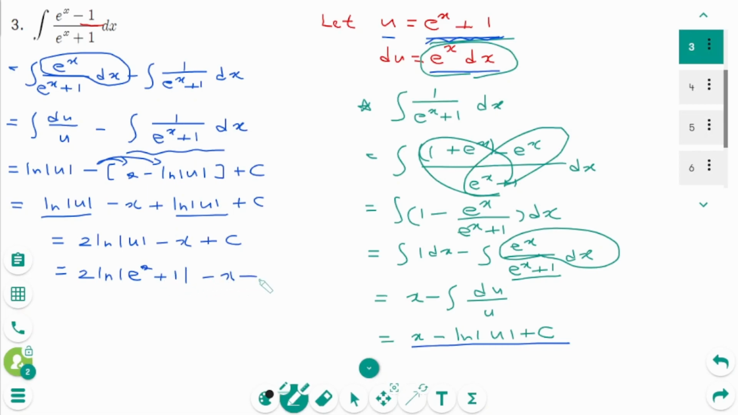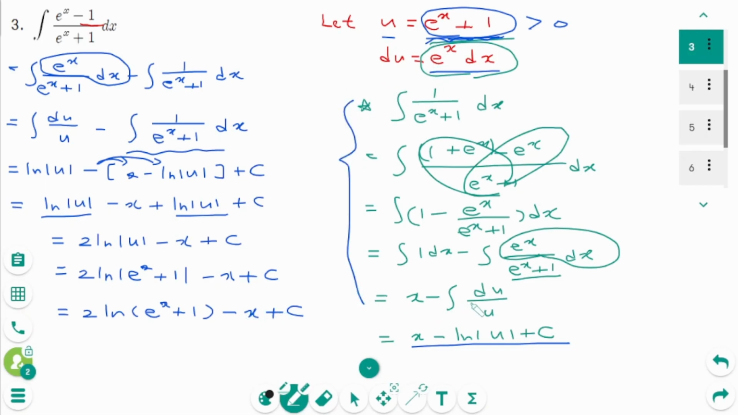minus x plus c, equals ln e to the power of x plus 1, which is always positive. We don't need the absolute value sign, just brackets: ln of e to the power of x plus 1, minus x plus c. If you remember this integral method, you can go to the original question similar to this and use the method we just used.